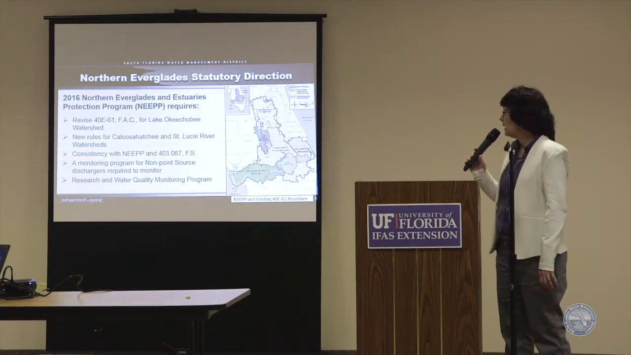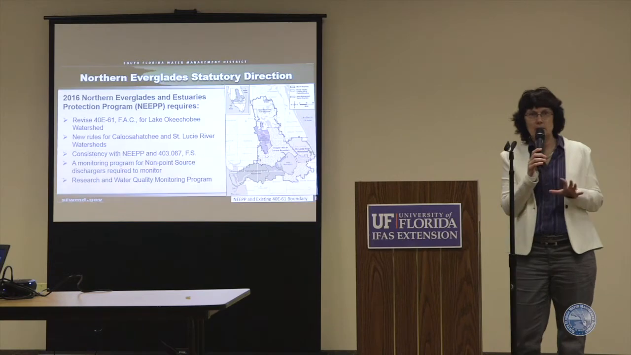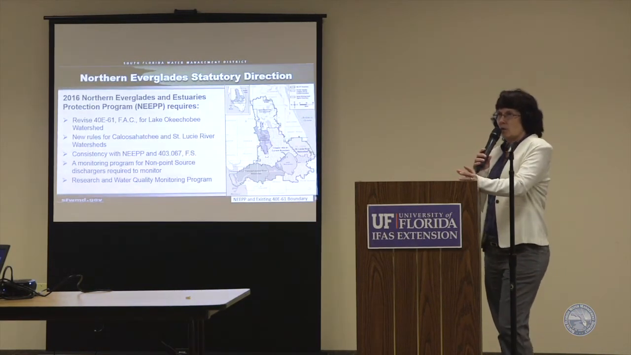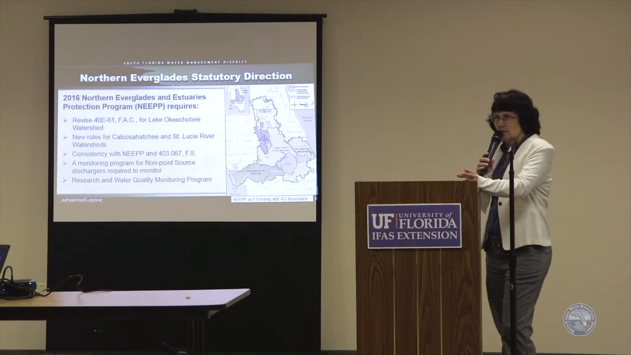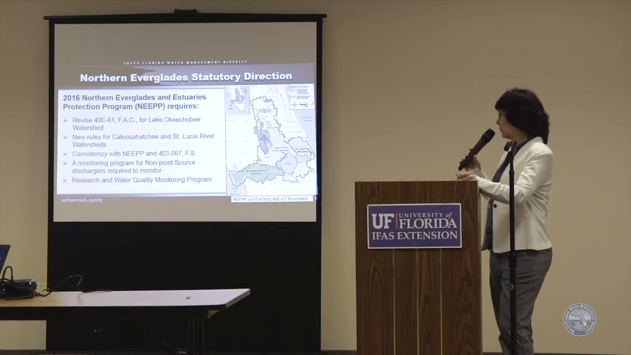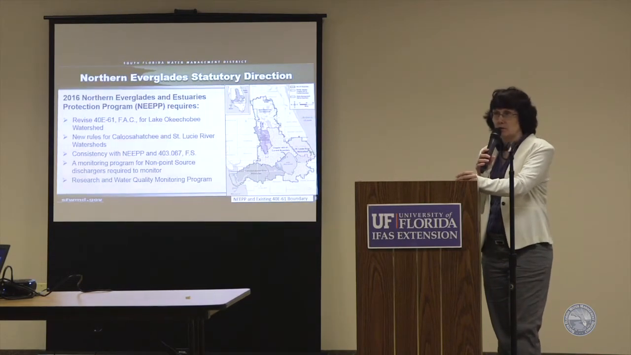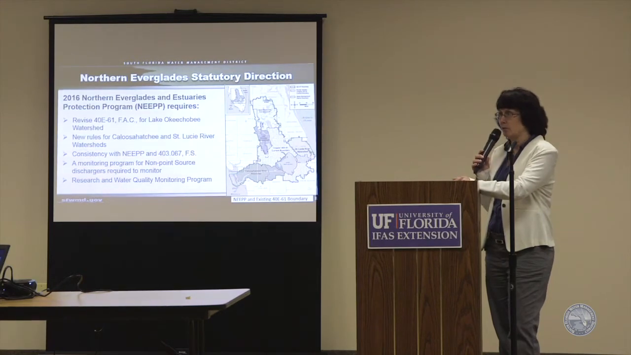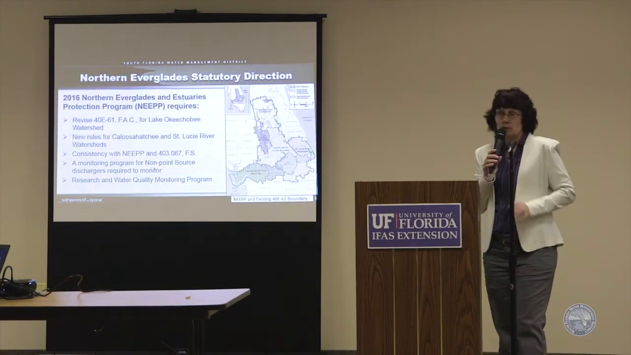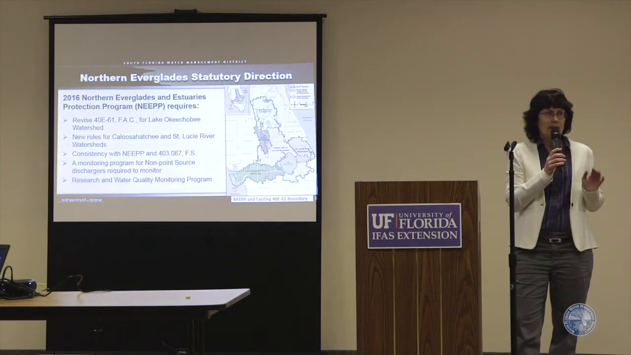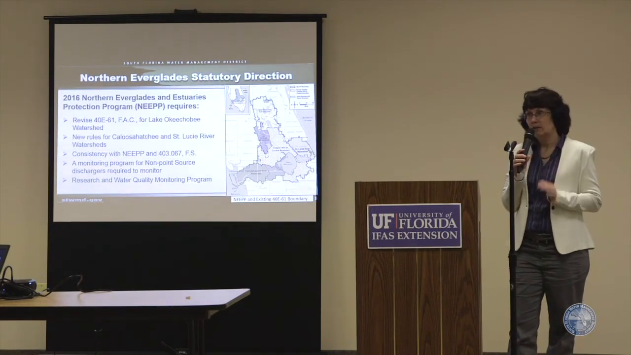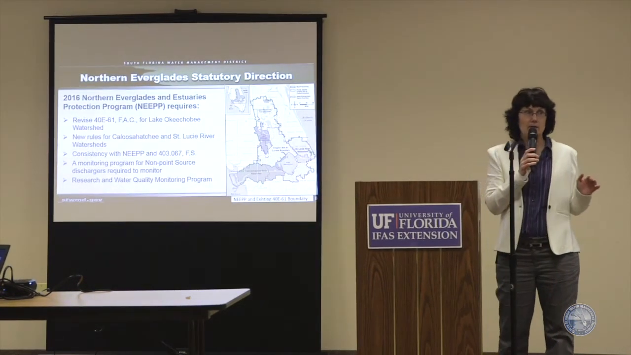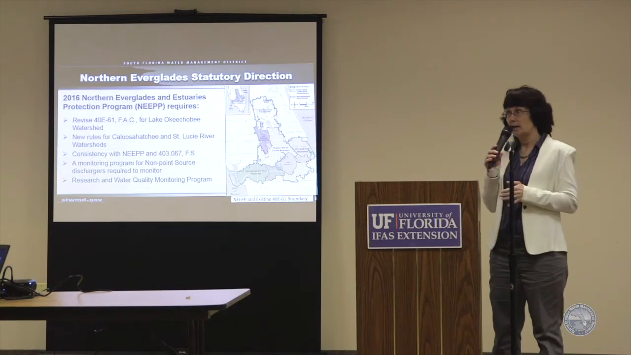Okay, so now that you kind of know where 40E-61 fits into the picture, now I want to cover what the 2016 statute specifically directs for 40E-61. And we kind of covered the first 2 bullets already. We have to revise the rules for Lake Okeechobee, and we have to come up with new rules for the rivers. The statute also says that these rules must be consistent with the NEP statute itself and with 403.067. Remember, that was that other statute that governs basin management action plans.